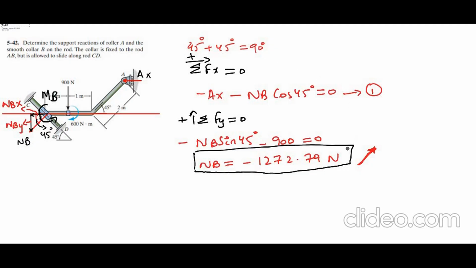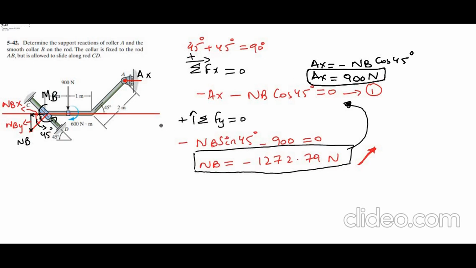Now if I put this NB into equation 1, then I will get AX is equal to negative, not negative actually, if I put this right here, then AX is equal to negative NB cos 45 degrees. AX is equal to 900 newtons. So this is the answer for AX.